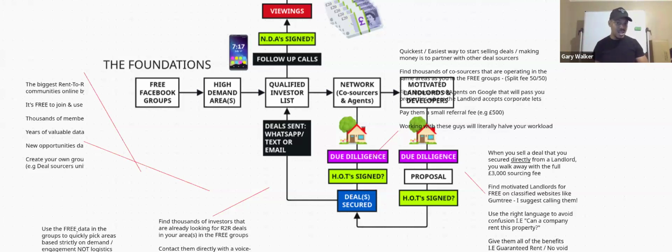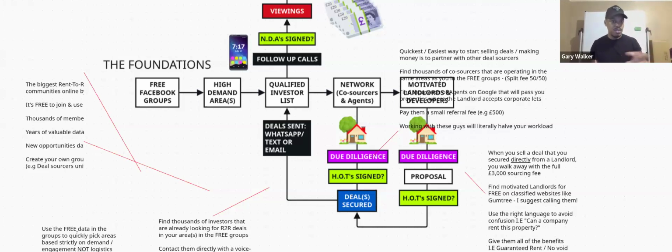So when we're sending the deal out, we're sending it by WhatsApp, text, or email. We don't want to be within that noise on Facebook. There's so much noise that it's very easy for our deals to get missed. So once we've sent the deal out via any of those channels, you're going to get some investors that will respond to the message, right? So you'll deal with those people, if they're interested.